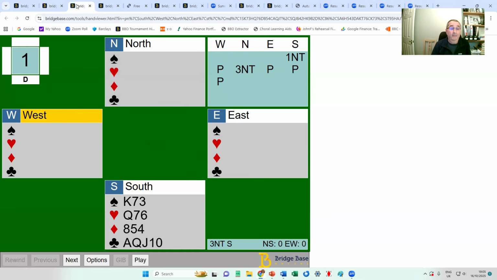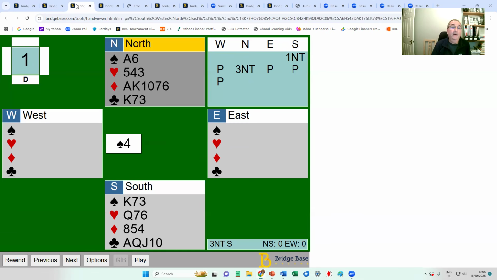Let's try another one. And this was actually the one I sent out at the weekend. Playing a weak no trump, you go one no trump, three no trump. They lead a spade. And let's stop to count our tricks. We've got 4 clubs, 2 diamonds, and 2 spades. Those are our top tricks. We have 8 top tricks.